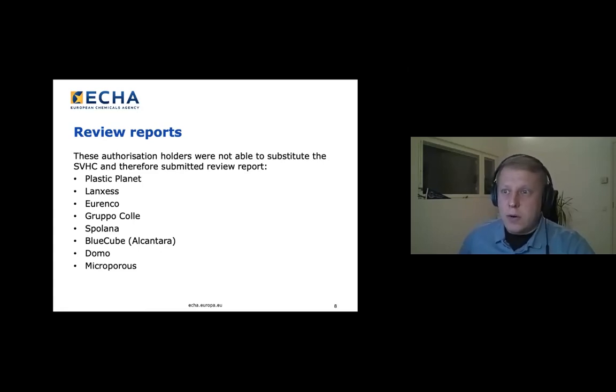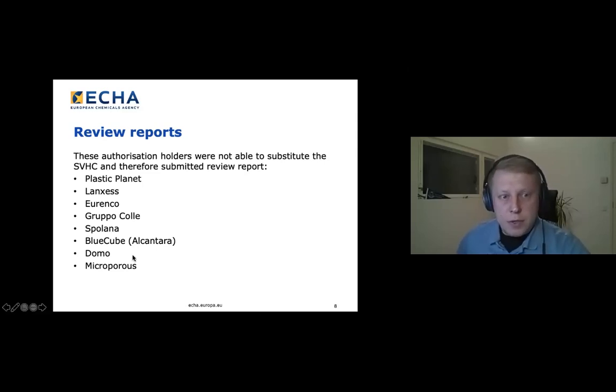Lanxess, Urenco, Grupo Cole and Spolana have many similarities in their applications in that they thought they'd be able to substitute. Most of them had a clear alternative, but for one reason or another they were not able to do it in time, and therefore they submitted the review report to continue use of the substance. Blue Cube is a bit of a special case. This is automotive applications. The company is producing Alcantara, so synthetic leather, and they were using TCE. They decided that it's much easier to completely move away from using TCE, so effectively they introduced a new technology that moves away from TCE altogether.